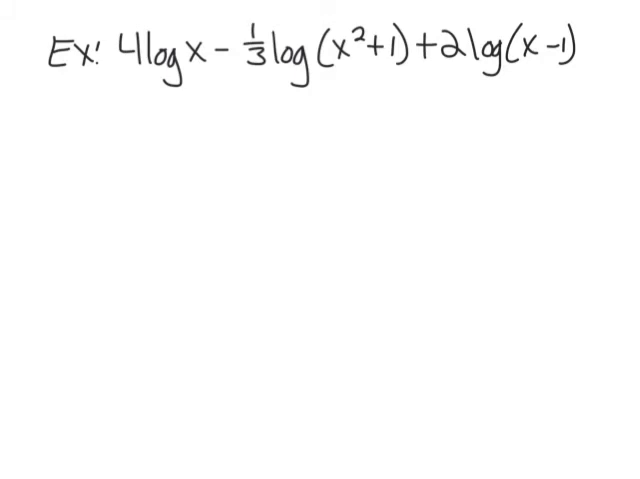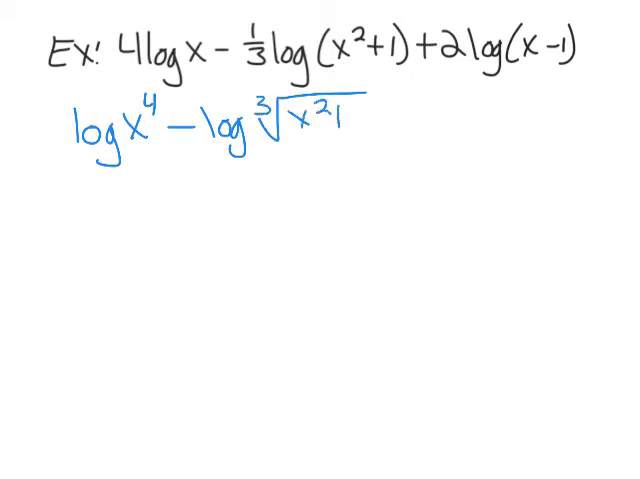Taking this one step at a time, I bring the exponents up: log of x to the fourth minus log of, I'm going to write this as a cube root, the cube root of x squared plus 1, plus the log of x minus 1 squared. Now I just bring everything in. This argument is going to be in the denominator, this one's going to be in the numerator, and this one's going to be in the numerator.